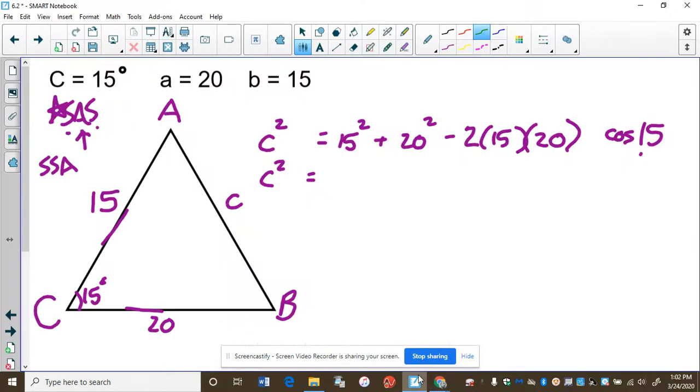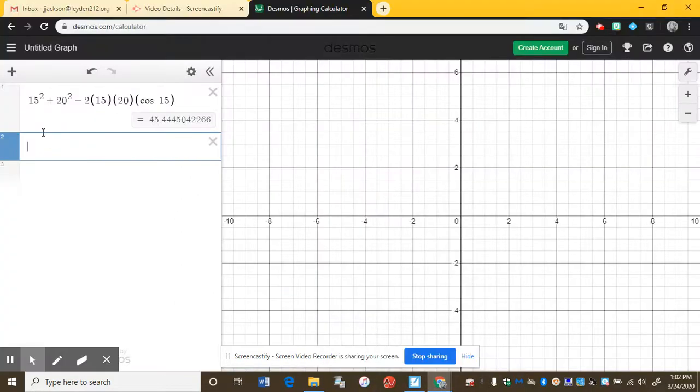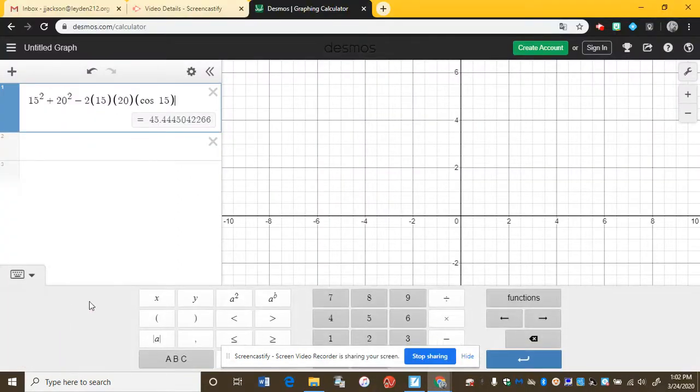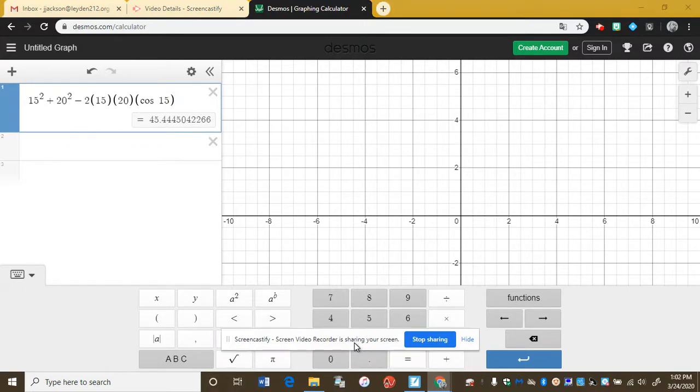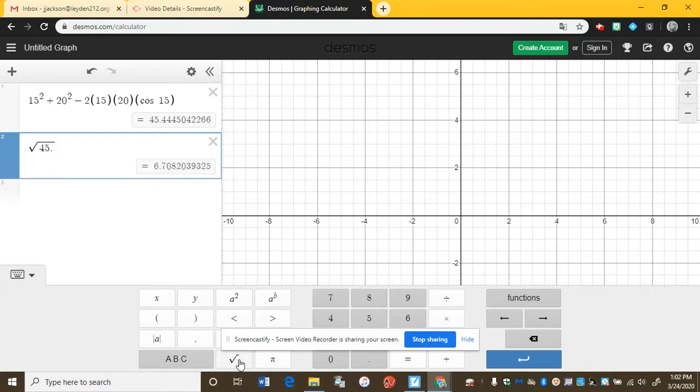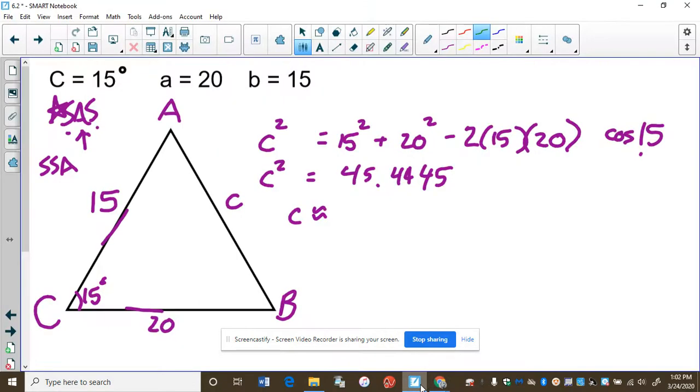45.4445. Then we take the square root of that. It's going to be somewhere in the neighborhood of 6 point something, right? Take the square root. We go 45.44504. So we get 6.74. We'll call that 6.74 for C.